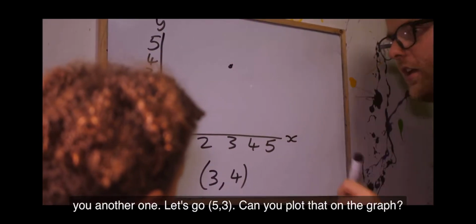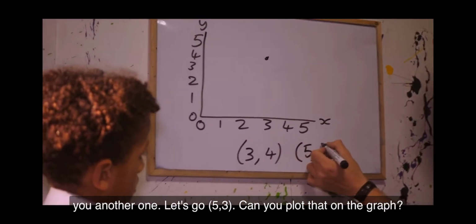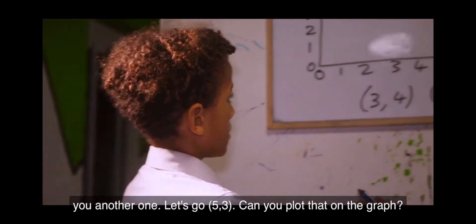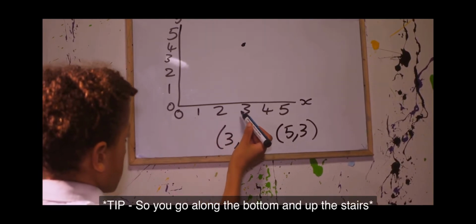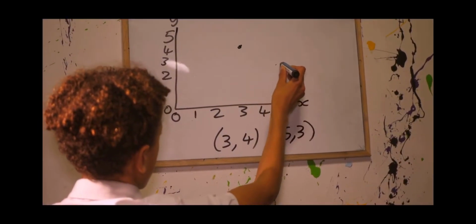So now let's give you another one. Let's go (5, 3). Can you plot that on the graph for me? So you go along the bottom, 1, 2, 3, 4, 5. Yep. 1, 2, 3. There you go.